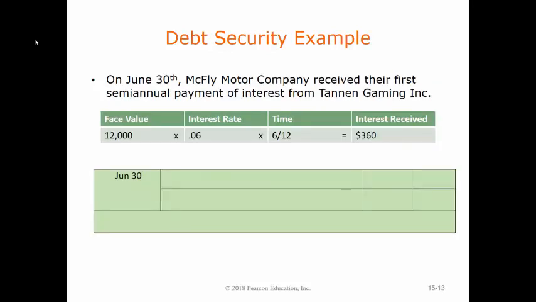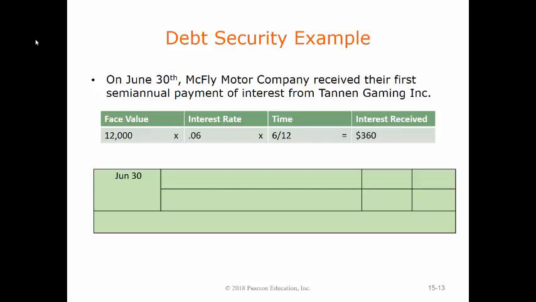Next up, Tannen is going to have to send McFly a series of interest payments, their first payment in a series. And that's going to happen on June 30th, assuming that Tannen's bonds pay interest semi-annually. 6 months have passed, so we use face times rate times time. The face value of these bonds is $12,000. The stated rate of interest is 6%, and since it's paying semi-annually, we use 6 out of 12 for time, and 12,000 times 0.06 times 6/12 equals $360 that our company, McFly, is going to be receiving from Tannen.